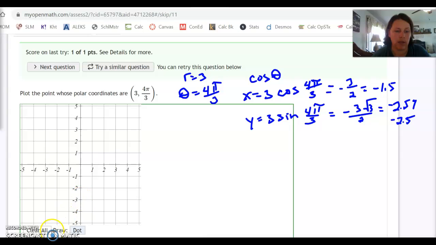So my point is going to go in here at negative 1.5 and then negative 2.5. Now I'm in the wrong program to mark that, but it would be the point right there, and then you'd be good. So just on this one, just remember to round to the nearest half.